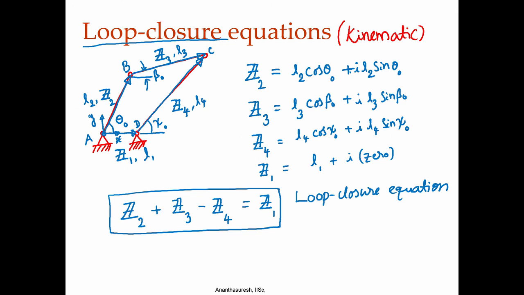I could have called V2, V3, and I could have called V2 plus V3 minus V4 is equal to V1, but why are we using complex numbers? There is a significant advantage for using complex numbers when we consider this one in a moved configuration.